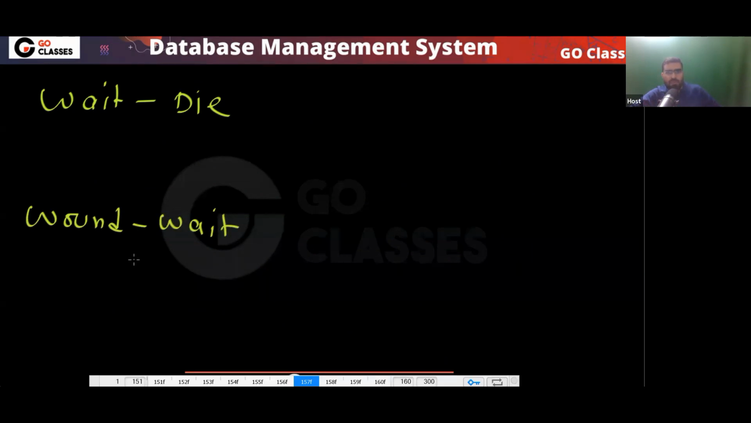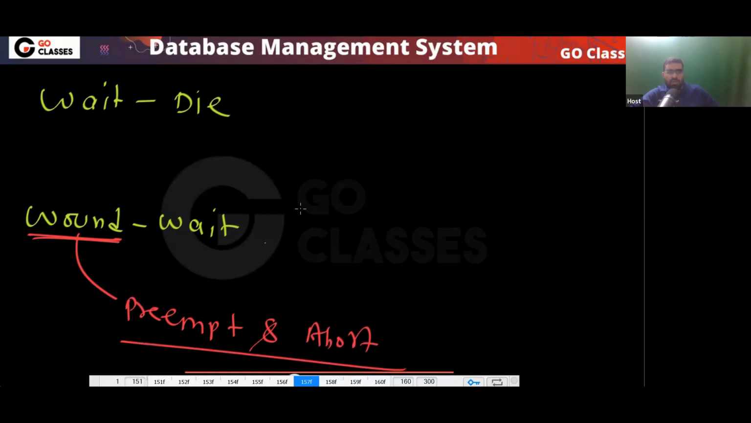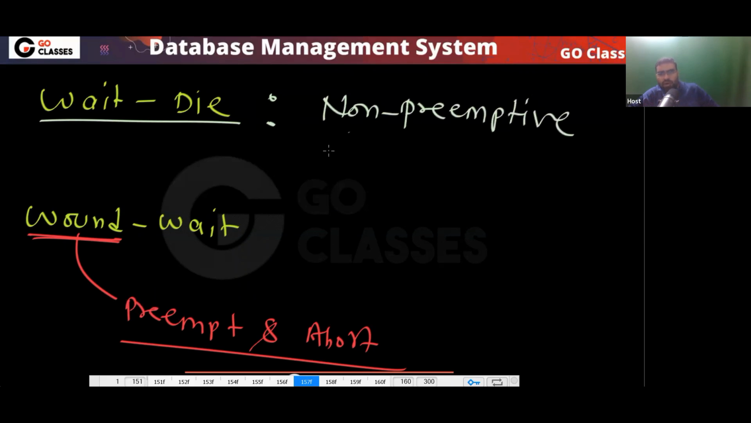Yes, in wound-wait you can preempt, because wound means you are preempting, right? Wound simply means preempt and abort. This is what wound says. So here you can see this approach is non-preemptive, like, we don't disturb the person who is executing. Non-preemptive means don't disturb.